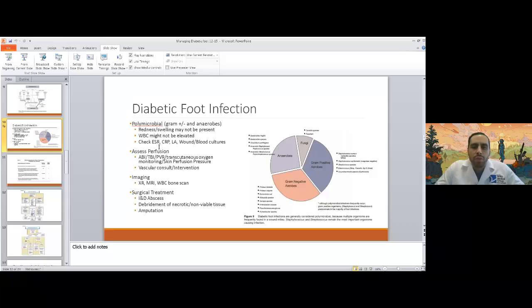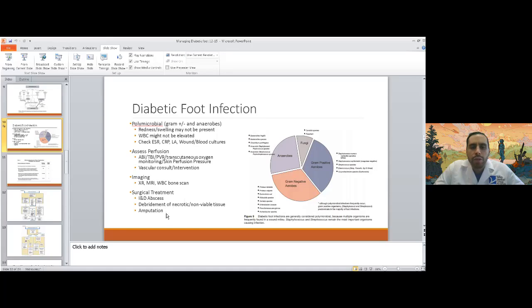And we might have to do a further workup where we have to do a lot of labs, take cultures, and take x-rays. It's always good to assess perfusion so we know the circulation in the diabetic patient because it's usually compromised. Here are some images that can help us figure out if the infection is deeper, involving bone, or just superficial on the skin and soft tissue.